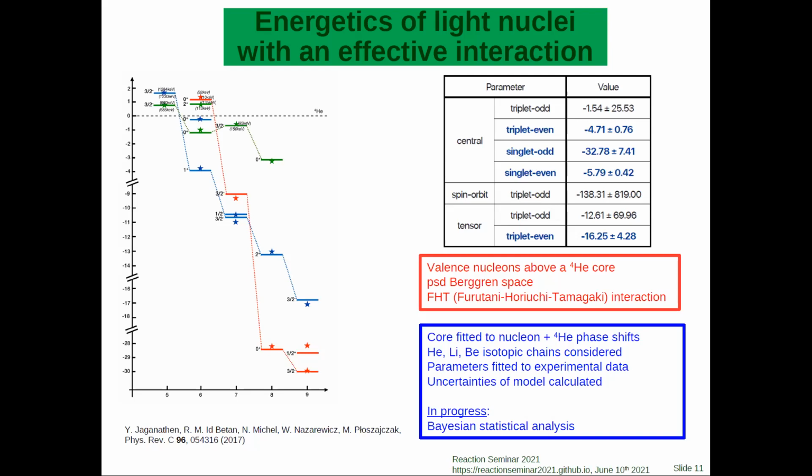So the structure of the interaction, which is the Furutani-Horiuchi-Tamagaki or FHT interaction, is standard. It has central, tensor and spin-orbit parts. So this is very common in two-body interactions. And there is a one-body part, a Woods-Saxon part for the effect of the core. What is new compared to the fit of older interactions is that we did a statistical analysis of parameters. It can be seen here. This is the fitted value of parameters, and this is the error calculated here with linear regression.